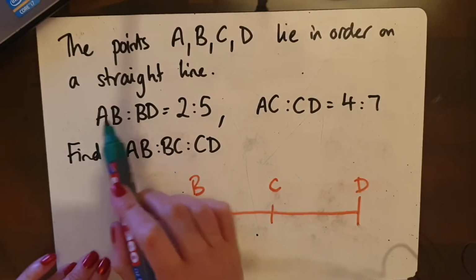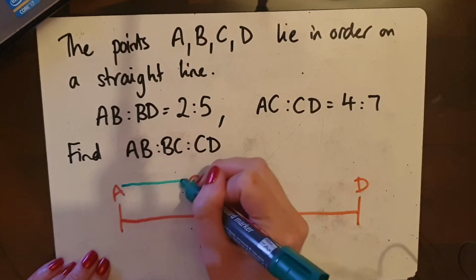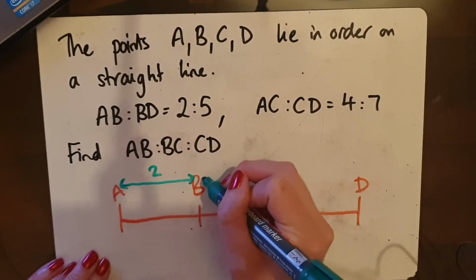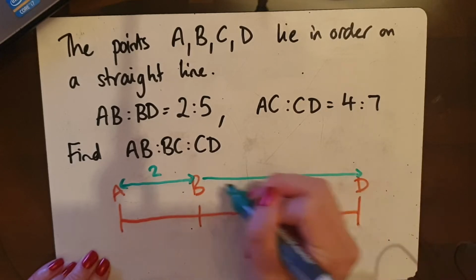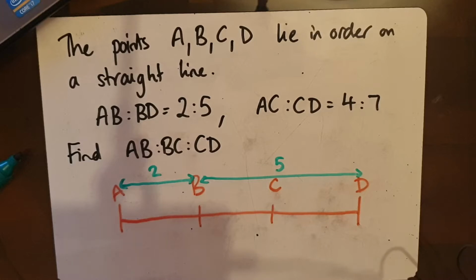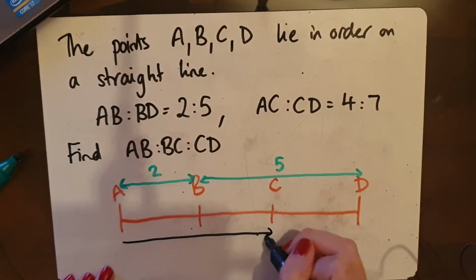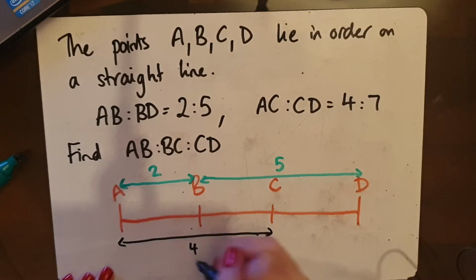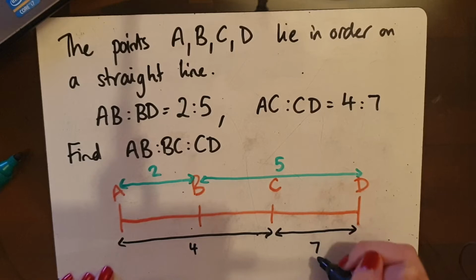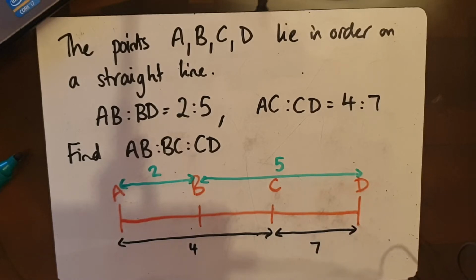Now, this ratio here, A to B, makes up 2 parts, and B to D makes up 5 parts. Then, using this ratio, A to C makes up 4 parts, and C to D makes up 7 parts.